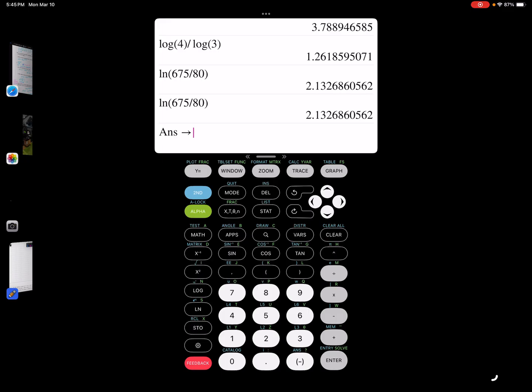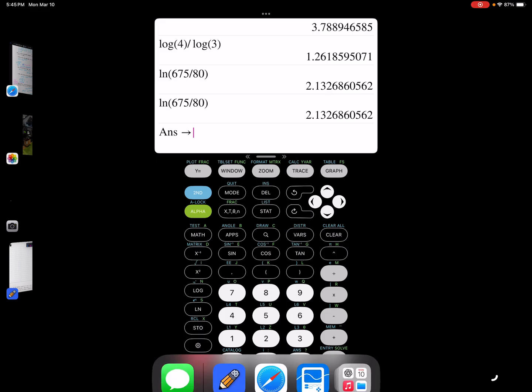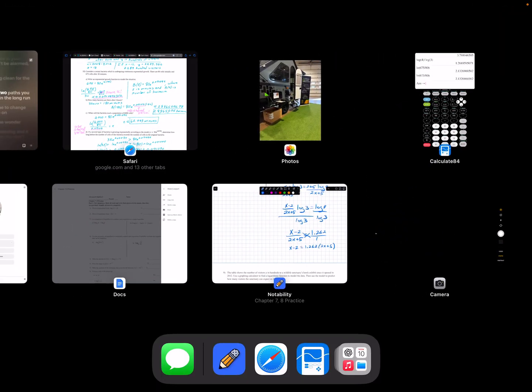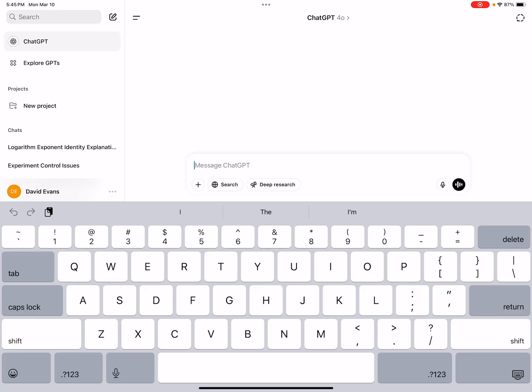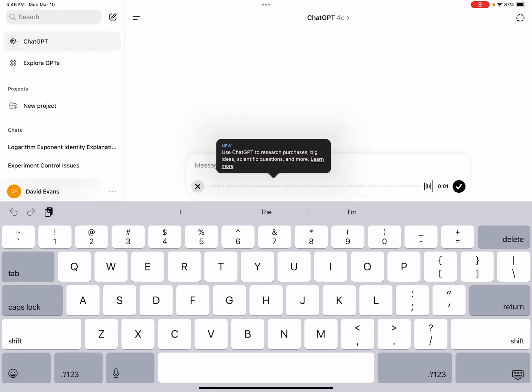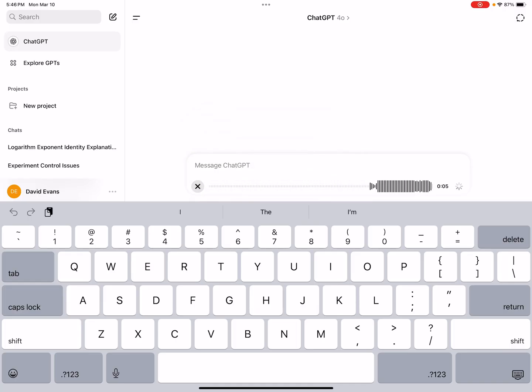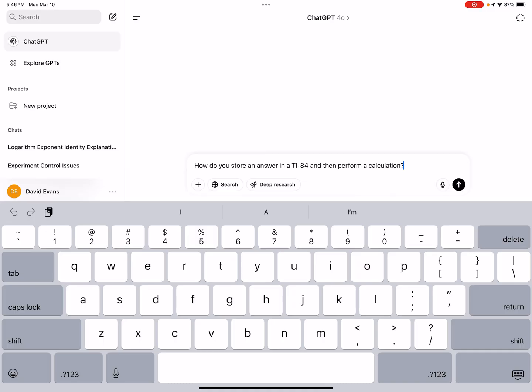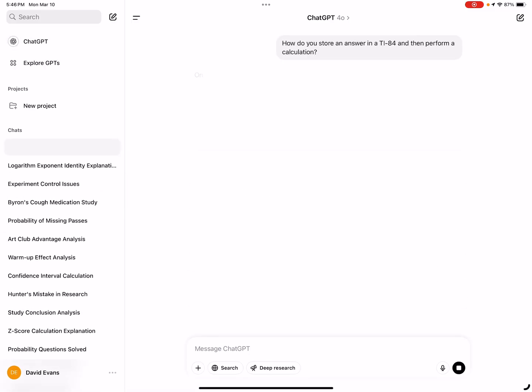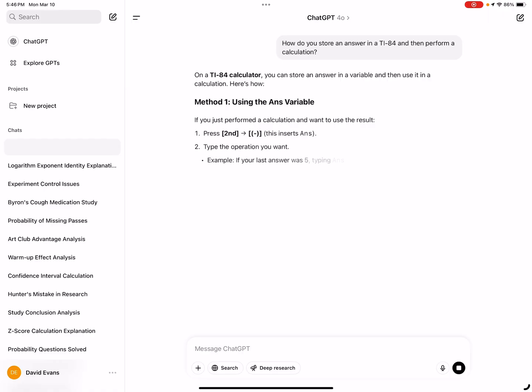It would make sense that it stores the answer, right? Yeah, it would, but then it does that little arrow. Let me see if mine works. How do you store an answer in a TI-84 and then perform a calculation? ChatGPT. Good old ChatGPT. Oh, it actually works so well. I know, I love it. I use it for a bunch of medical stuff because it just lists it all out for you.